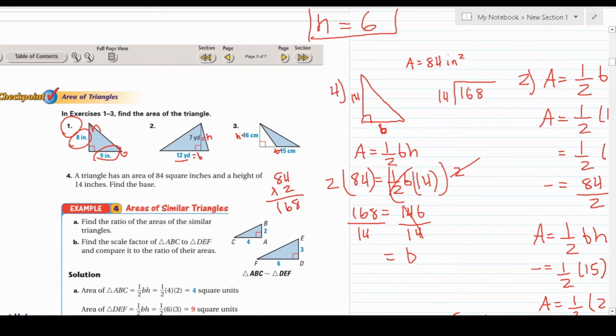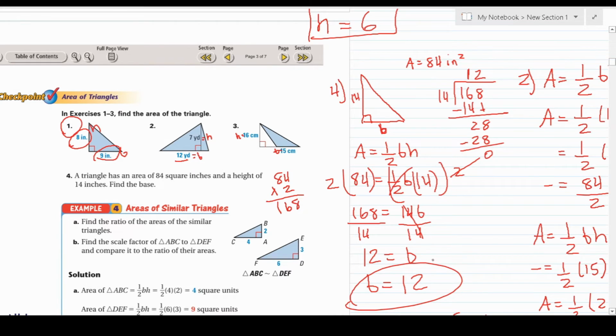How many times does 14 go into 16 without going over? That's 1 time. 1 times 14 is 14. 16 minus 14 is 2. Bring down this 8. How many times does 14 go into 28 without going over? That's 2 times. 14 times 2 is 28. So there's no remainder there. So we can see that the base in this case is 12. Again, in math, it's customary to write the variable for which you're solving on the left. So we can see that this is going to be b, or base equals 12.